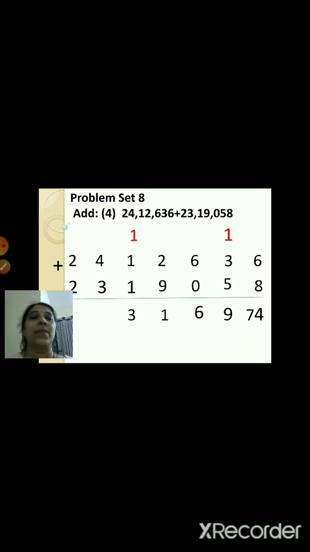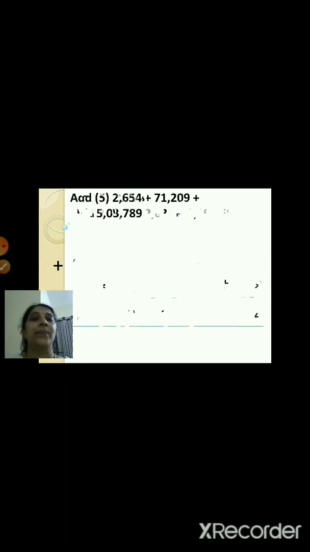Then in the lakhs place 4 plus 3 is 7. And in the 10 lakhs place 2 plus 2 is 4. So your answer is 47,31,694. So let's move to the next one. Fifth one is 2,654 plus 71,209 plus 5,03,789. So let's arrange them.